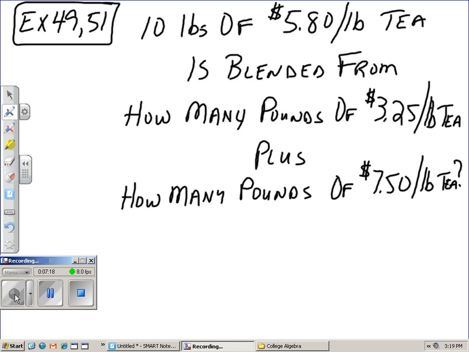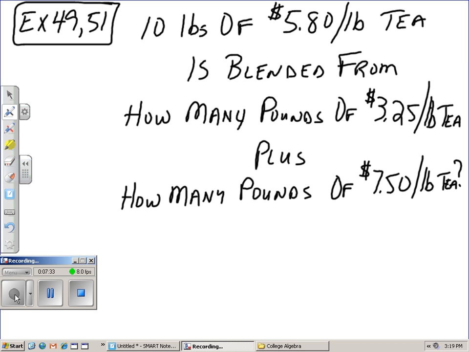Okay, here's another nasty, evil mixture word problem. This will show you how to do 49 and 51 on your homework. We have 10 pounds of tea. It's $5.80 a pound. How did they make it? How did they blend that?